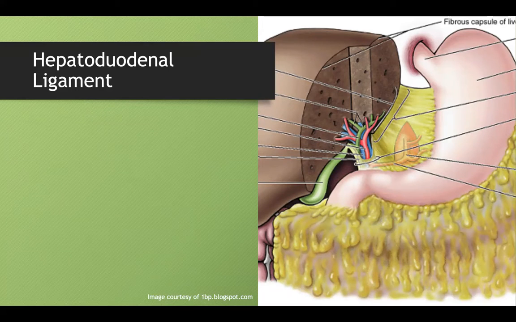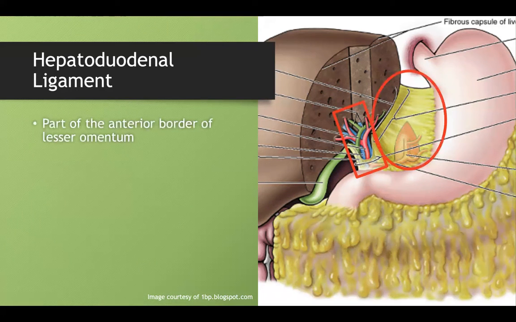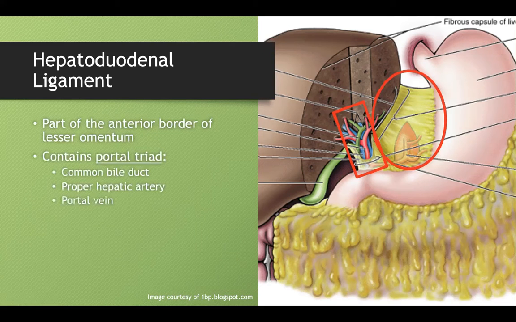So on this screen here, you can see the duodenal bulb, and there's a landmark right here. There are three vessels that are attaching from our duodenal bulb to the liver, and that's attaching via this hepatoduodenal ligament. And so this is part of the anterior border of the lesser omentum. The lesser omentum is this region. I'm just pointing out some of the anterior region of it. It also goes deeper. And what's important about this hepatoduodenal ligament is that it contains our portal triad. The portal triad is made of the common bile duct, the proper hepatic artery, and the portal vein.